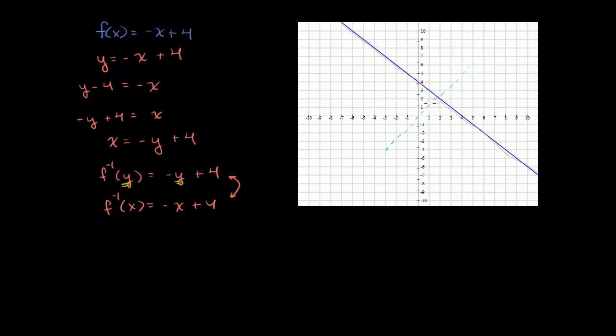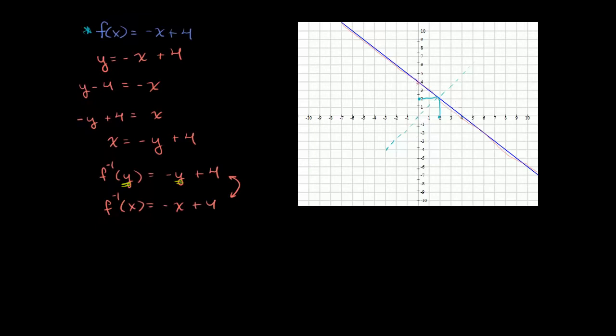And let's make sure that that actually makes sense. When we're dealing with the standard function right there, if you input a 2, it gets mapped to a 2. If you input a 4, it gets mapped to 0. What happens if you go the other way? If you input a 2, well, 2 gets mapped to 2 either way, so that makes sense. For the regular function, 4 gets mapped to 0. For the inverse function, 0 gets mapped to 4. So it actually makes complete sense.